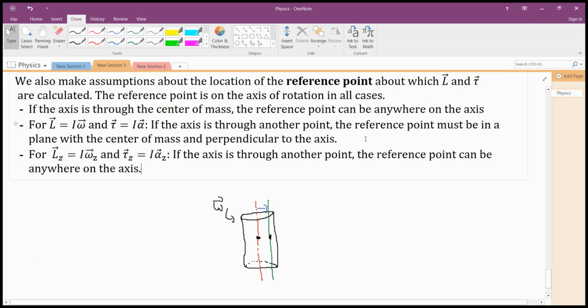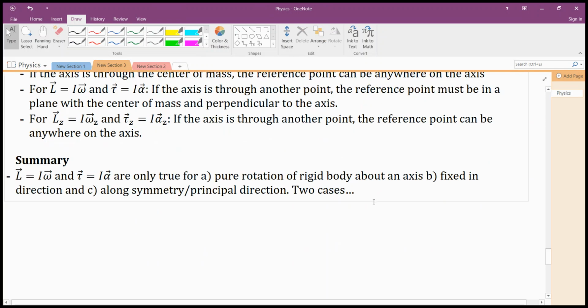However, if you are not interested in the full vector of angular momentum and torque, if you're just interested in one component, those equations are less restrictive. If the axis is through another point, then you can put the reference point anywhere on the axis. So I could put it here or here. And those equations for the z components, for the components along the axis of rotation, will still be true. In summary then, for both sets of equations, we have two cases.